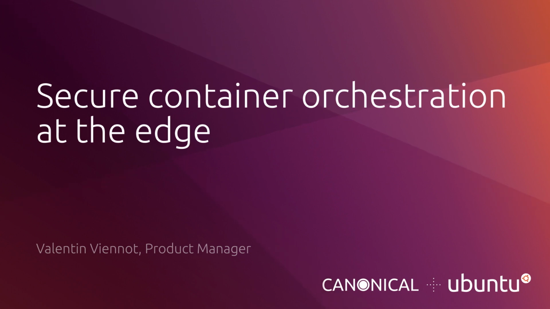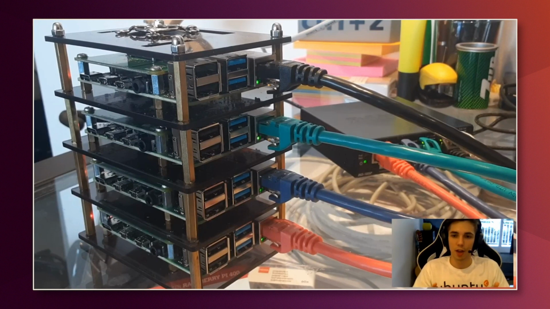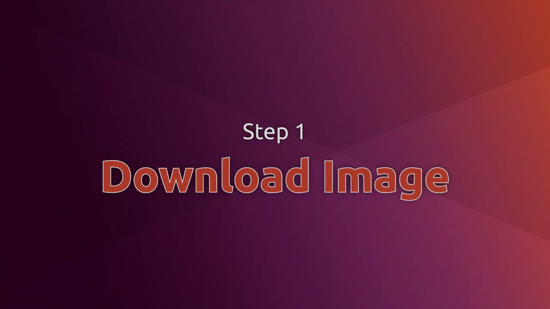Here's our hardware setup for today's demo. Our microcloud is made up of 4 Raspberry Pi 4 with 8 GB RAM and 128 GB on an SD card. Our first step is going to be flashing the SD card, so let's get started.